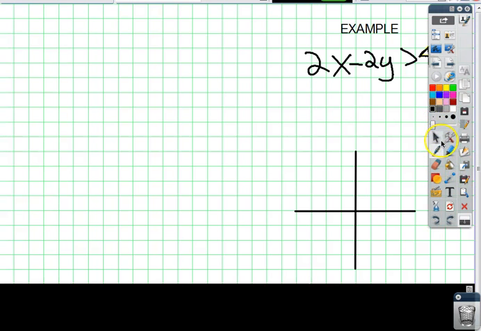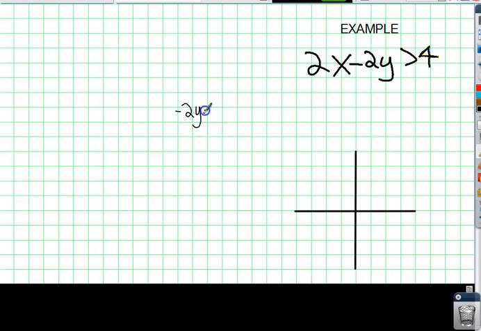So if I cover up the x value here to find the y-intercept, I get negative 2y equals 4. Means y equals negative 2 for my y-intercept. And for my x-intercept, I'm going to cover up the y. I get 2x equals 4, x equals 2. And I can graph my line like that, using my two intercepts.